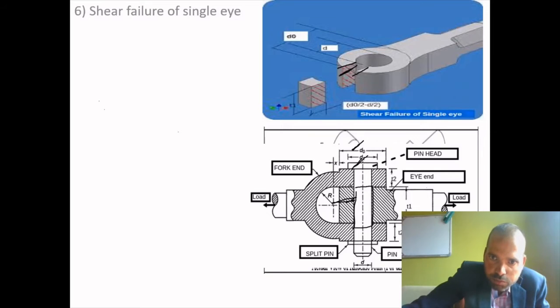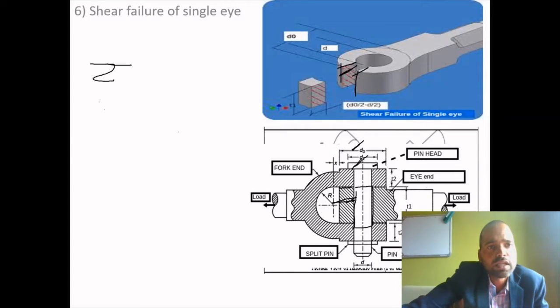This portion will be sheared off from this point and from this point. So there will be double shear. So which kind of shear is this? Again, this is direct shear, as it is taking place because of two equal and opposite forces. This will try to push it here and this will try to push it here.